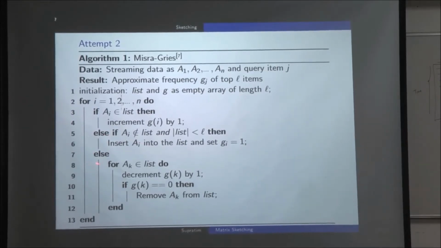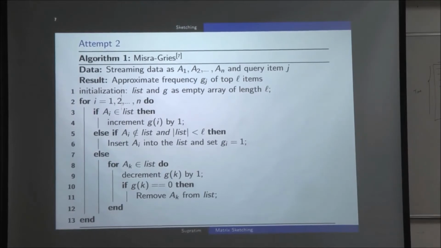And the last case could be that ai is not present in the list and our list is full. Then we will simply decrement the counters of all the items present in the list by 1, and then check whether any item's count has become 0. If so, we will remove that item so that we can make space for the other streaming data that we are getting.